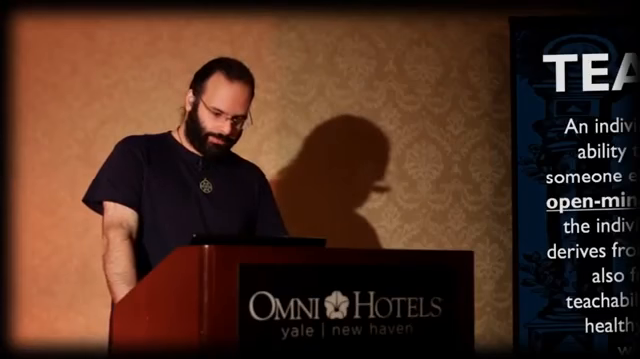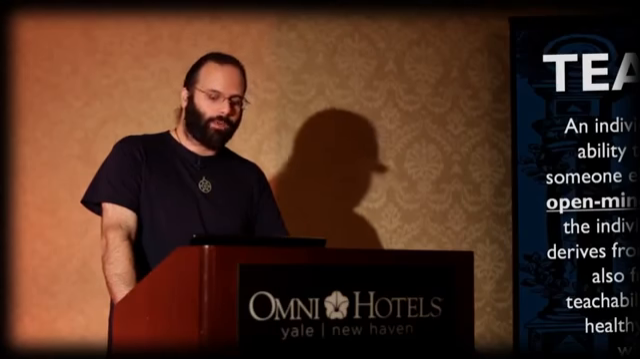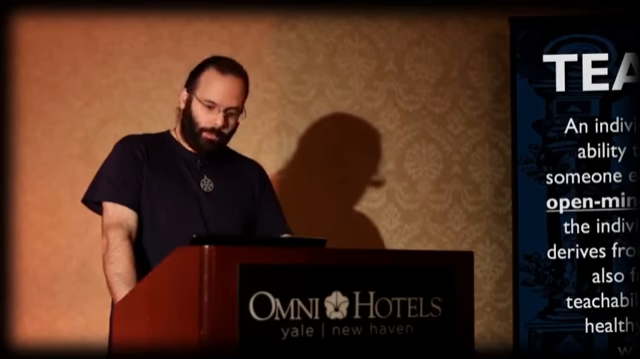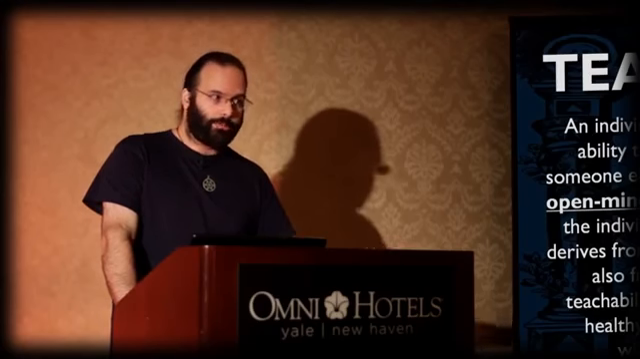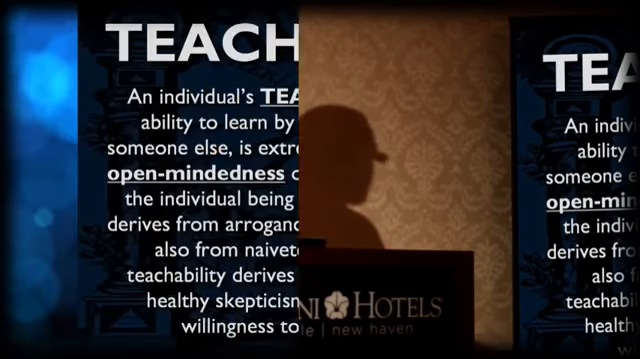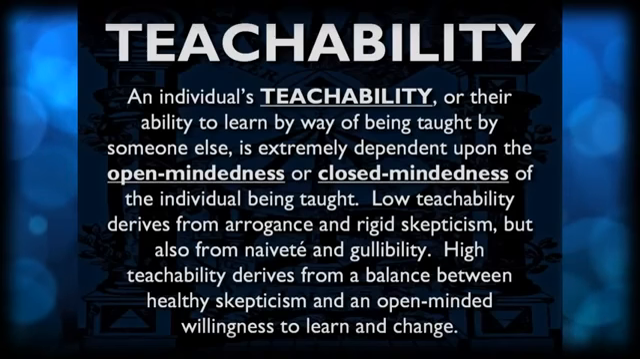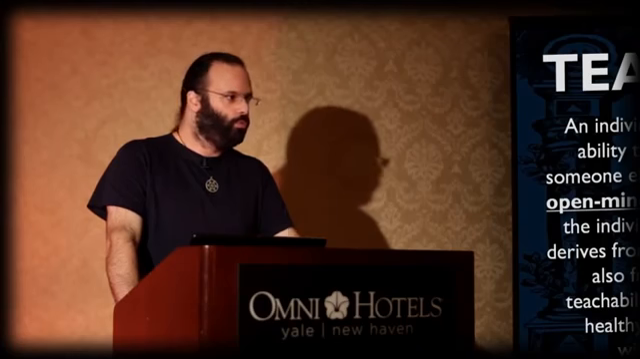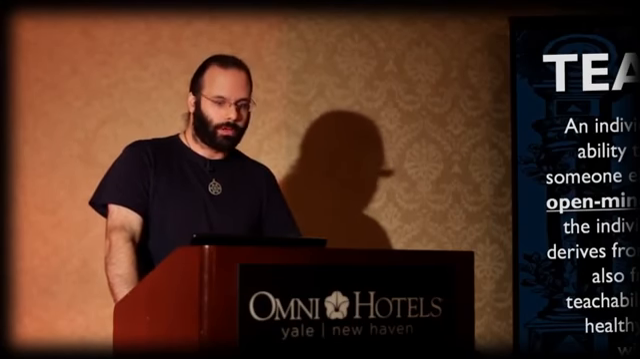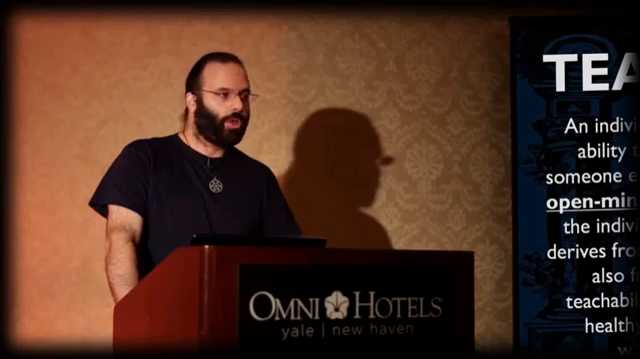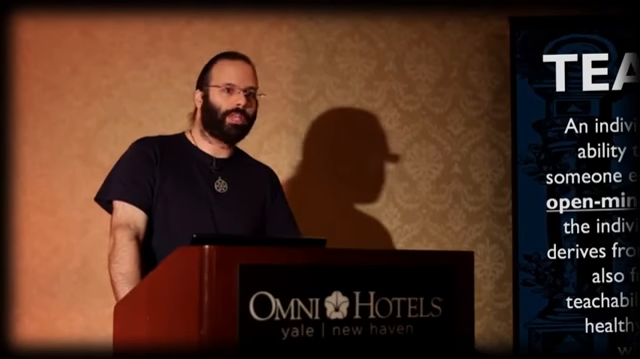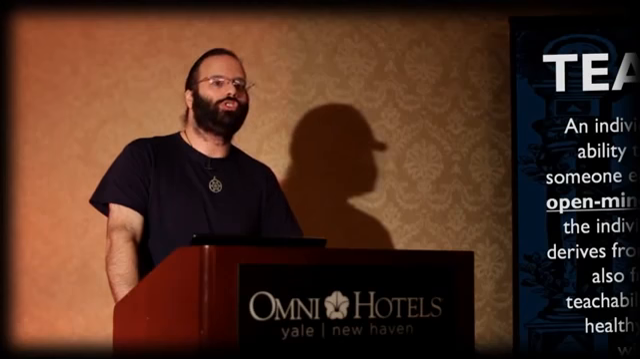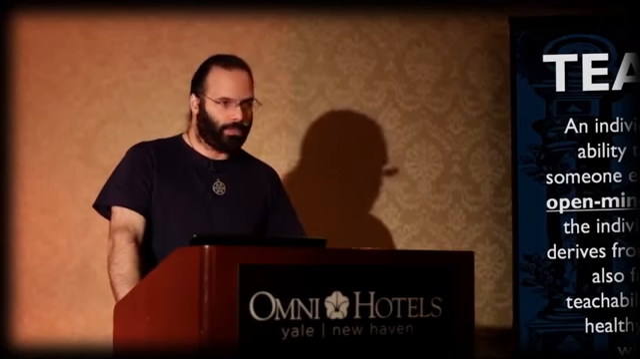Low teachability derives from arrogance and rigid skepticism. But low teachability also derives from naivete and gullibility. High teachability, on the other hand, derives from a balance between healthy skepticism and an open-minded willingness to learn and change. So we don't want rigidly skeptical people that don't have an open mind at all, and we don't want naive and gullible people that will accept everything they're told. We want to strike a balance between these two modes.